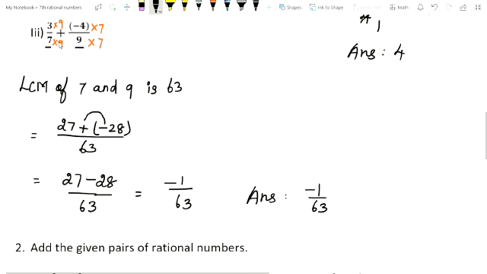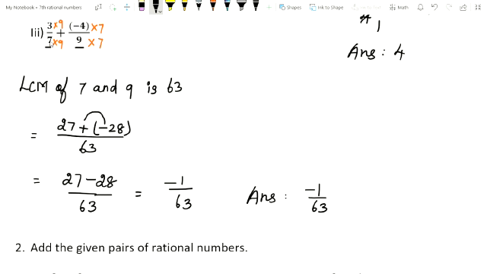I repeat this. 3 by 7 plus of minus 4 by 9. Here denominators are different, so we have to take the LCM. 7 and 9 have no common factor except 1, so I multiply directly. That is the LCM of the given question. Okay, so 7 nines are 63. Now the common denominator is 63.